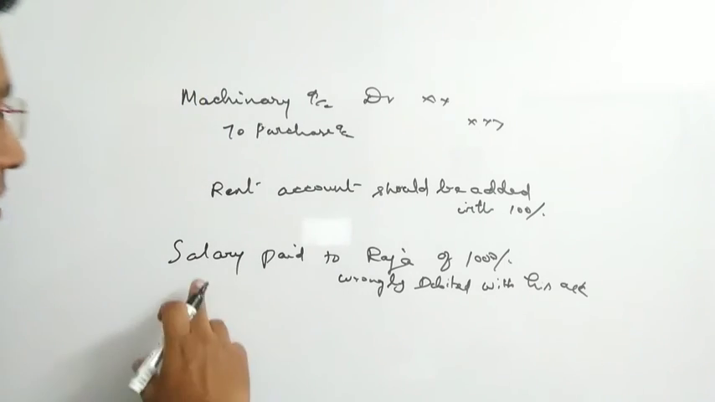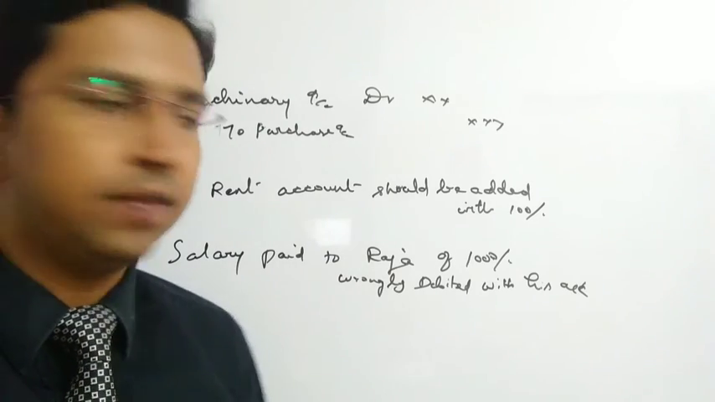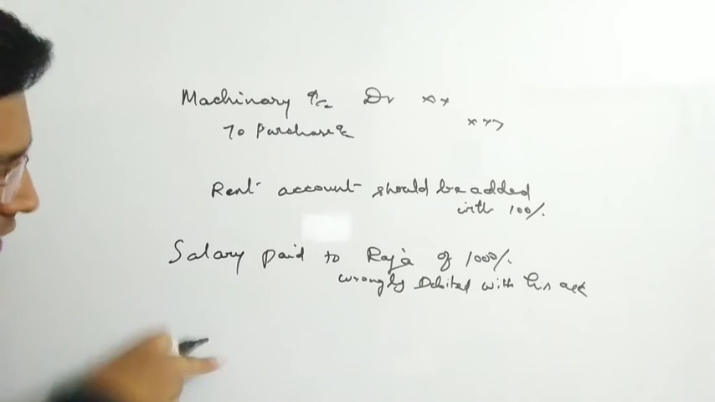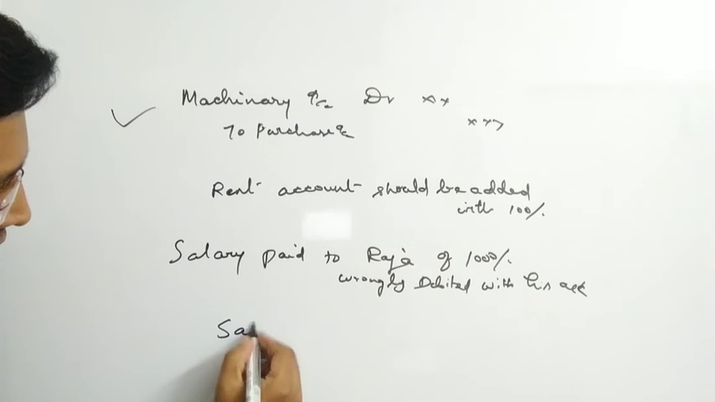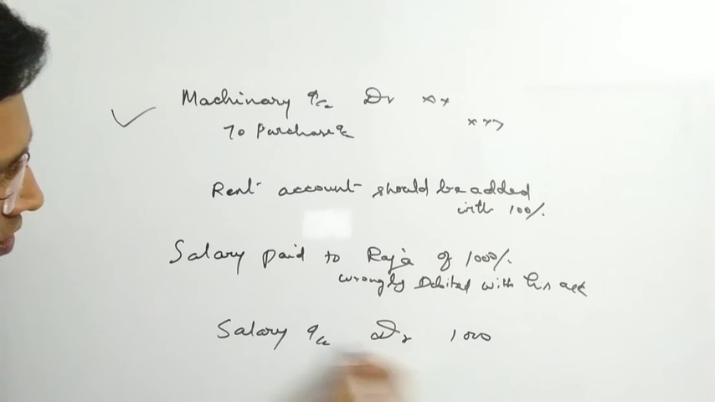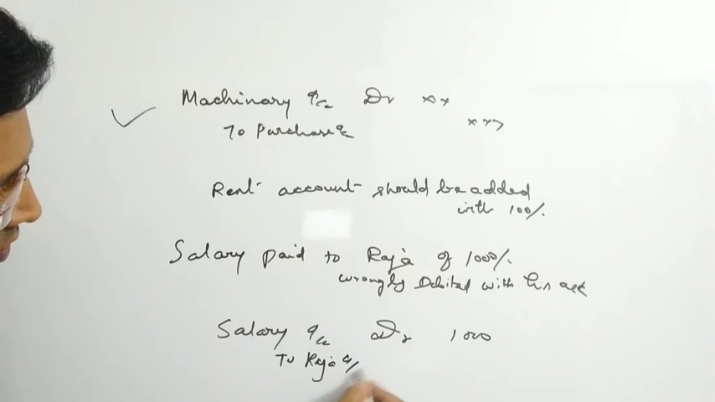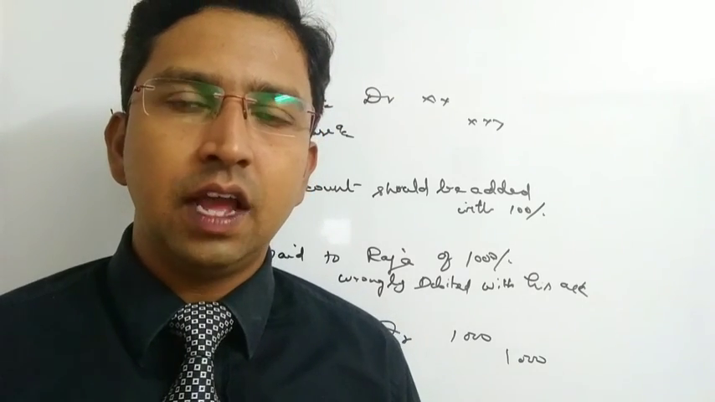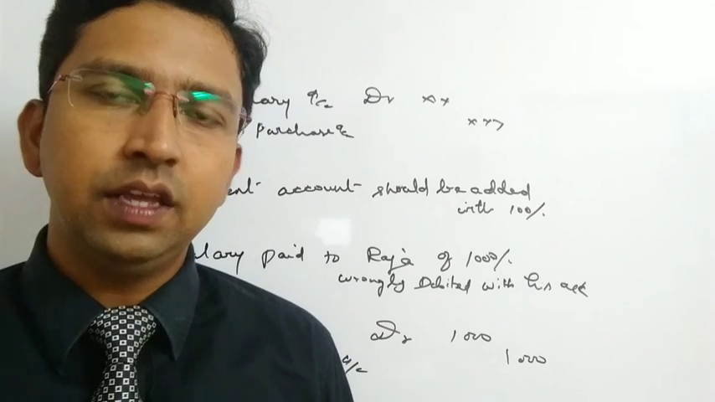So what happened here is salary paid to Raja of ₹1,000. Instead of debiting the salary account, they have debited the Raja account, isn't it? So Raja account should be removed and salary account should be added. So here we have to give the journal entry like this. Salary account debit ₹1,000 to, for the removal, Raja account, isn't it? ₹1,000. So here the wrong entry has been rectified. The error has been rectified.